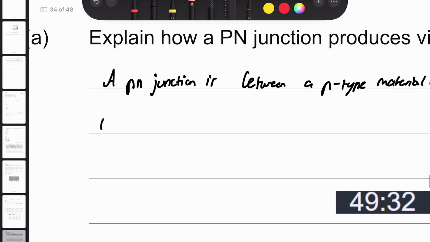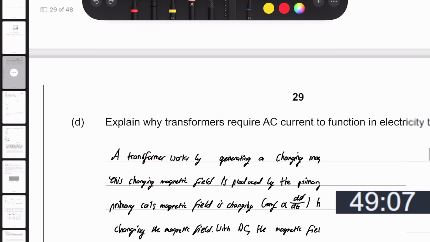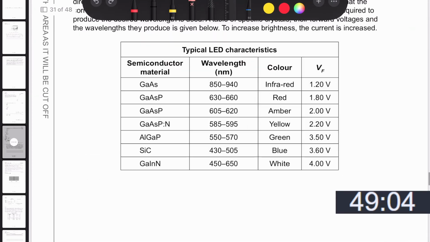These two materials have different energy levels. As the electrons flow from an n-type energy level, dropping from a higher energy level to the higher energy level of the p-type. Wait, no, I accidentally clicked up.